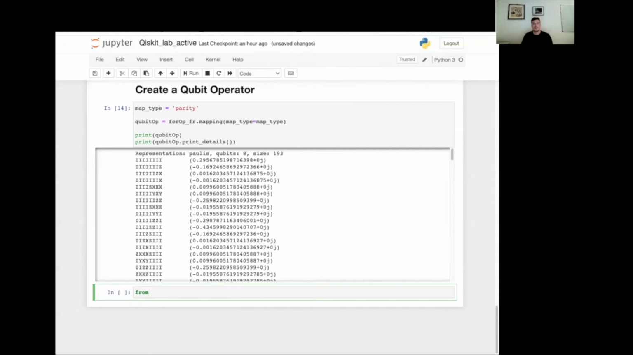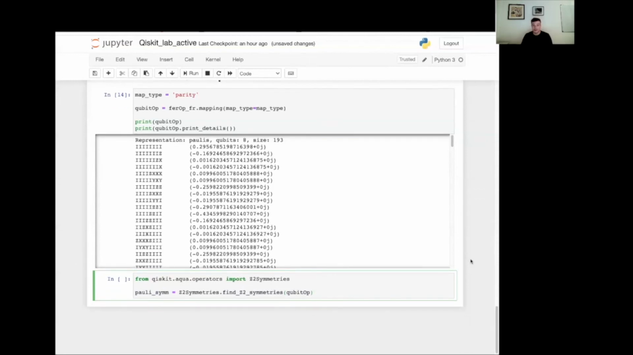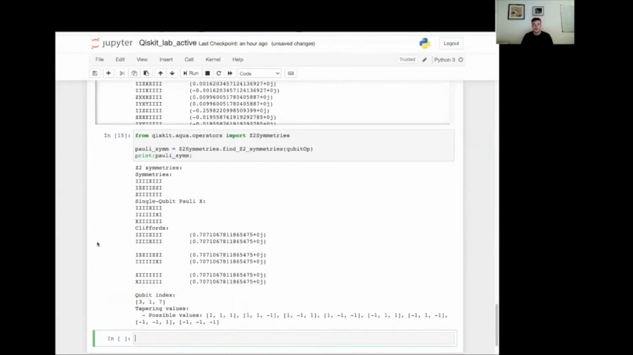To do that, we're going to import the Z2 symmetries module from Qiskit Aqua. So let's import Qiskit Aqua operators. Let's import Z2 symmetries. And let's actually run the find Z2 symmetries method. This function is going to take in a qubit operator and spit out a bunch of symmetries, which eventually are going to be present in the target qubit operator. So let's print them. Let's see what happens. Okay, this is the outcome.